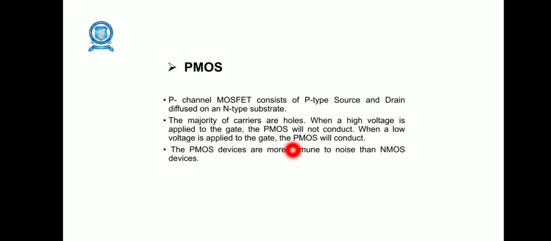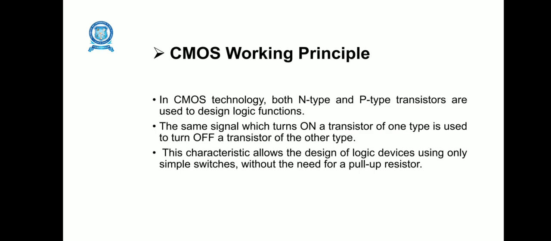In the case of PMOS, a P-channel MOSFET consists of a P-type source and drain diffused on an N-type substrate. So the majority carriers are holes. When a high voltage is applied to the gate, this PMOS will not conduct. When a low voltage is applied to the gate, this PMOS will conduct. PMOS devices are more immune to noise than NMOS devices. And you can see the working principle.